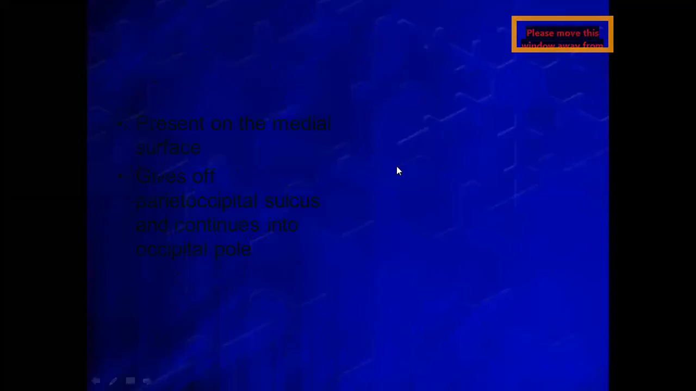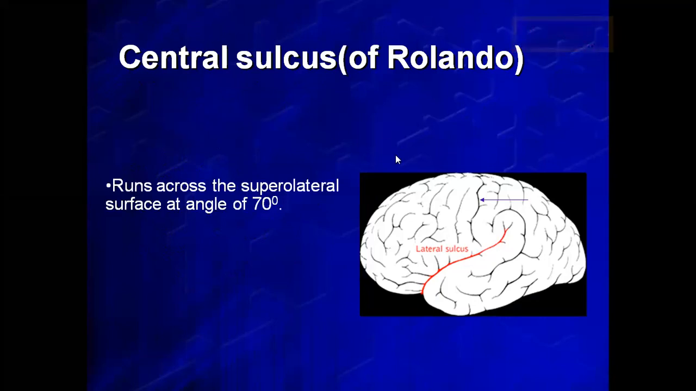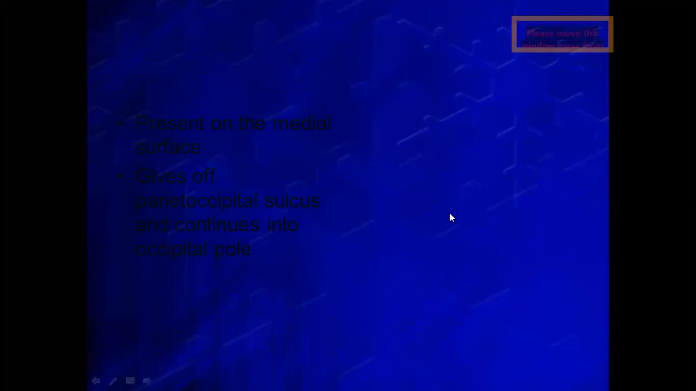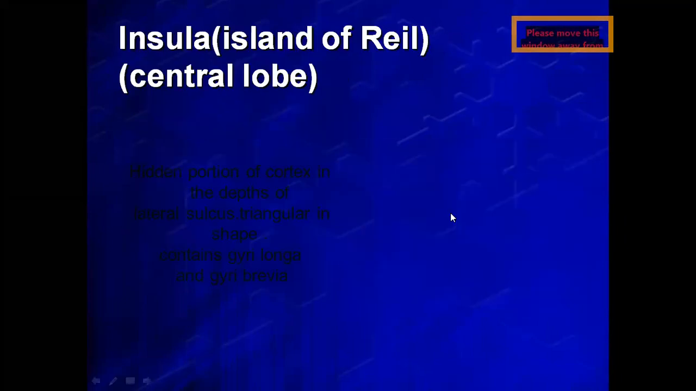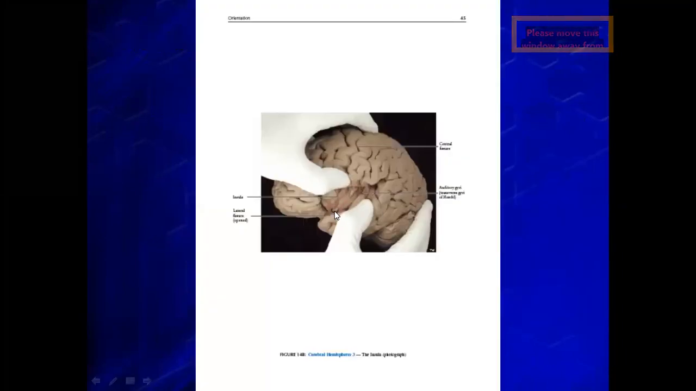You can see this is the central sulcus here, and this is the lateral sulcus. The central sulcus is also called the central sulcus of Rolando. Just wanted to show you this insula. You have separated the two opercula, isn't it? See, the hidden portion of cortex in the depths of the lateral sulcus is triangular in shape. We have gyri longi and gyri brevis. This is the way you have to retract the lips of the lateral sulcus in order to see this hidden lobe, that is the insula.